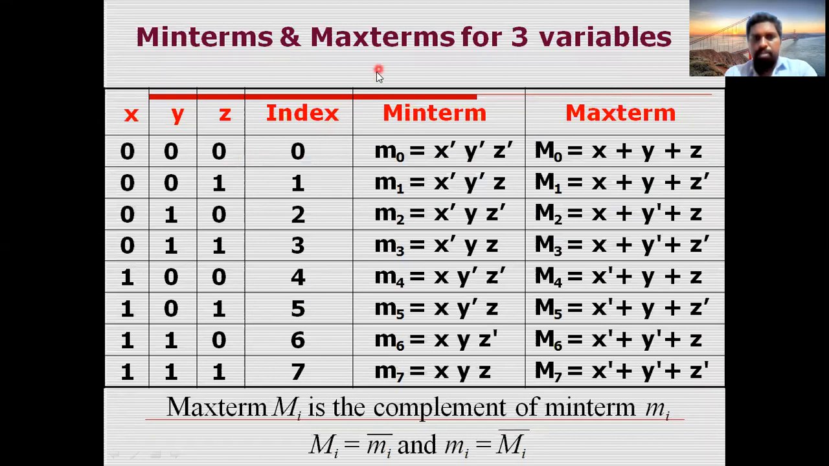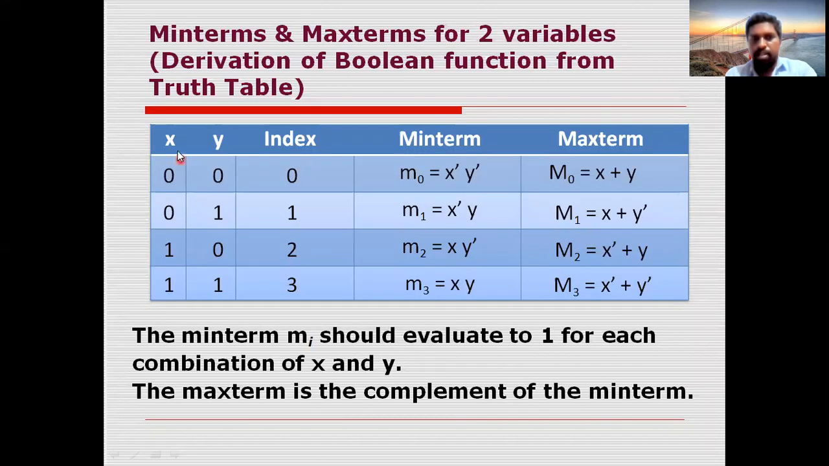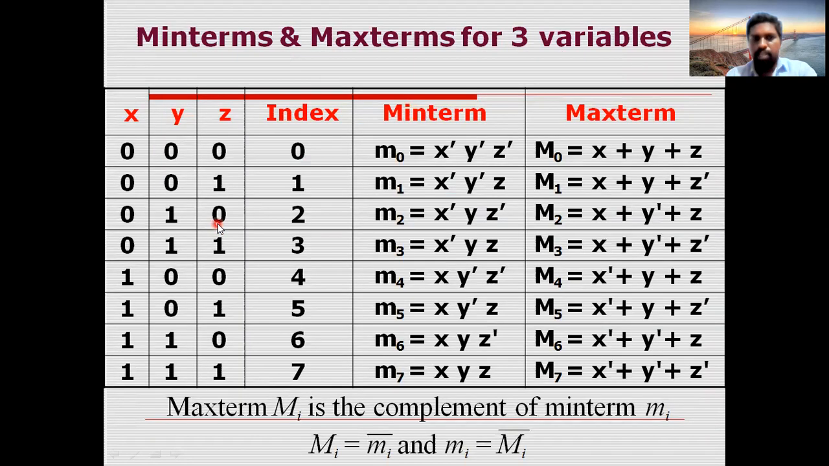The previous one had 2 input variables. Now it is 3 input variables, the same concept. 0 0 0 means x bar, y bar, z bar in SOP, and x plus y plus z in POS. Like that we can convert these numbers. Remember that min term and max term are always complements of each other. Small m is equal to capital M bar, and capital M is equal to small m bar. The max term is the complement of the min term, as well as the min term is the complement of the max term.